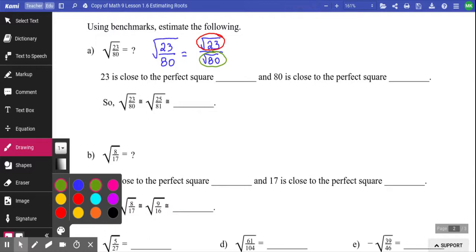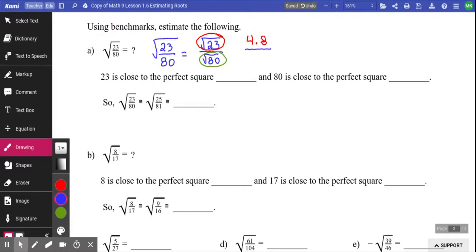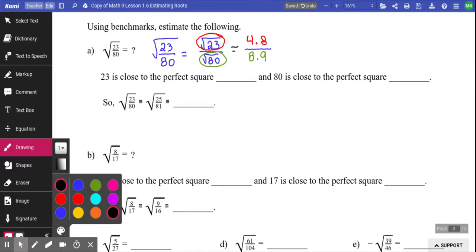So I'm going to estimate that root 23 would be really close to, I want to do it in red, sorry, let's say 4.8. And on the bottom, root 80, 80 is super close to 81. So I want my root of 80 to be really close to 9, but a little bit less. In this case, I'm going to say that it's 8.9. And that would be my estimated root.